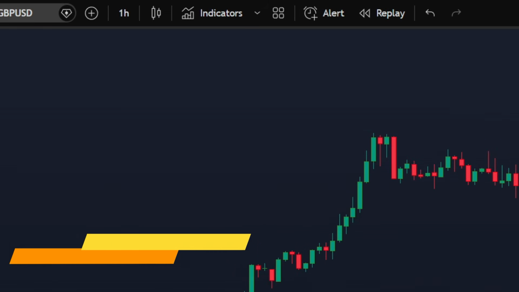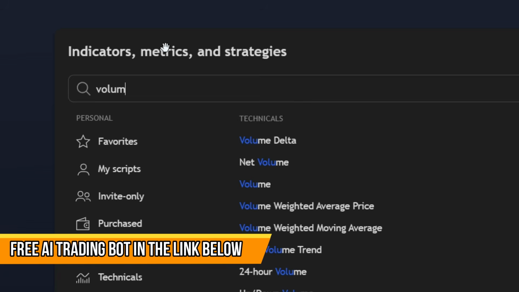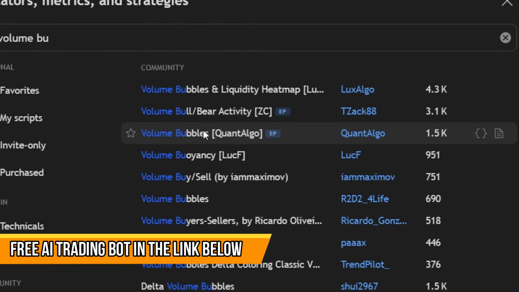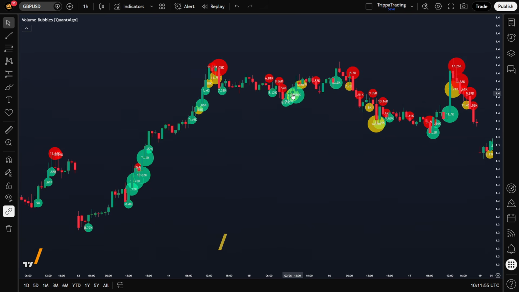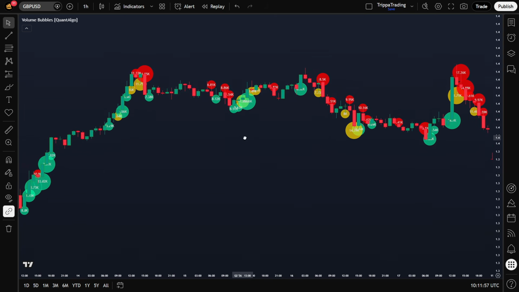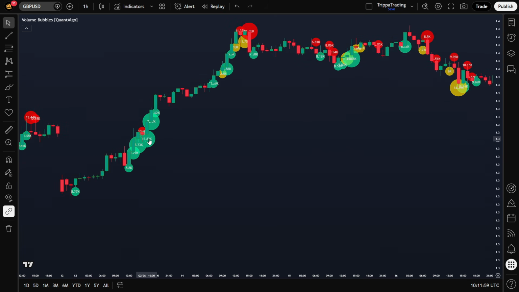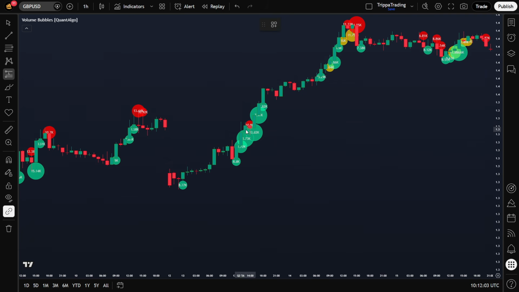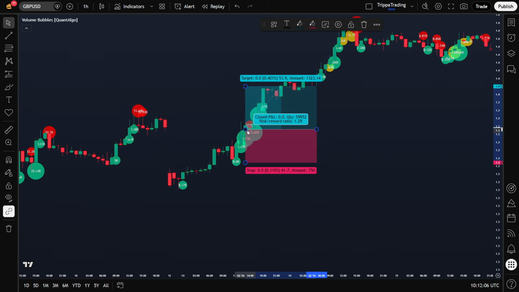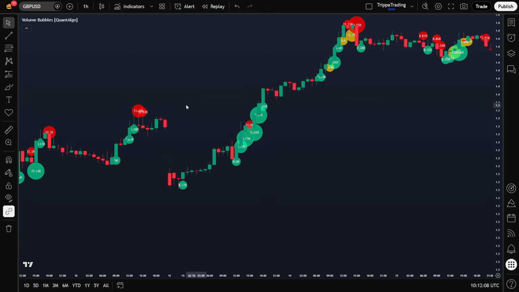On TradingView, go to Indicators and search for volume bubbles. This is the Editor's Picks indicator written by QuantAlgo, and once you add it to the chart, you will immediately start seeing colored bubbles printed directly on price. This indicator is very interesting because it helps you spot statistically important volume directly on the chart, instead of forcing you to keep looking down at a basic volume panel.